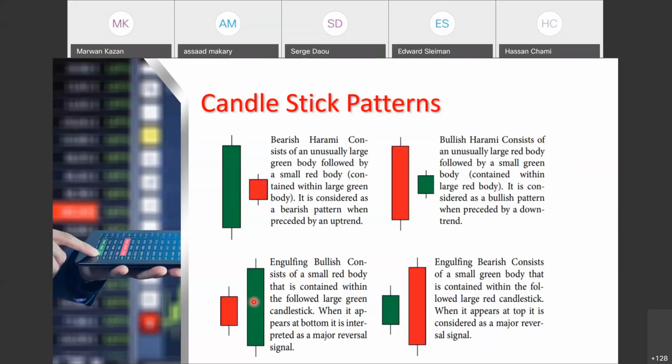Now, the engulfing bullish is simply this pattern. It's a red candle over here, and then a green candle engulfs it. Now, this also shows us that things are gonna go up in the near future because the selling power is exhausted and we have now big buying power. The same, but in reverse for the engulfing bearish, which is a green candle, then a big red candle, which shows us that the buying power is exhausted and now we have a strong selling power.